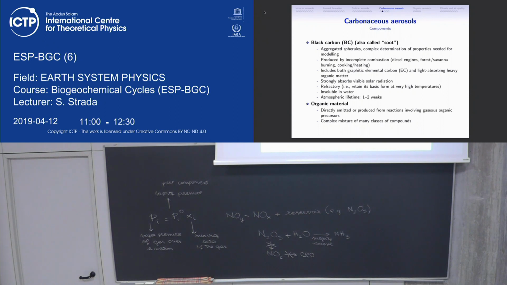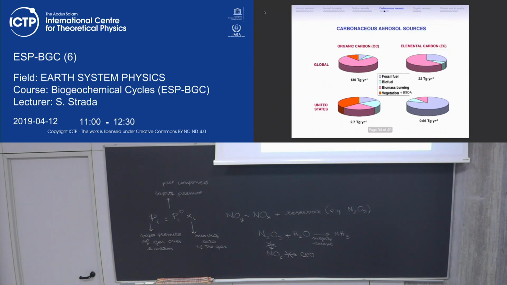Black carbon can stay in the atmosphere even for a few weeks. While the organic aerosol include some particles that are directly emitted, we will show some of them, and some others that are instead resulting from some gas to particle conversion. And one difficulty of this organic aerosol is that they include a large class of compounds. So here the complexity is even larger, because then you have to take into account really the composition of this aerosol.